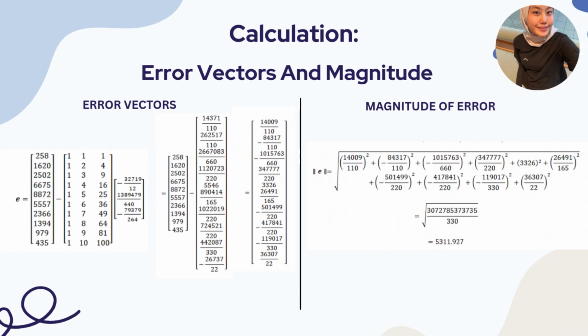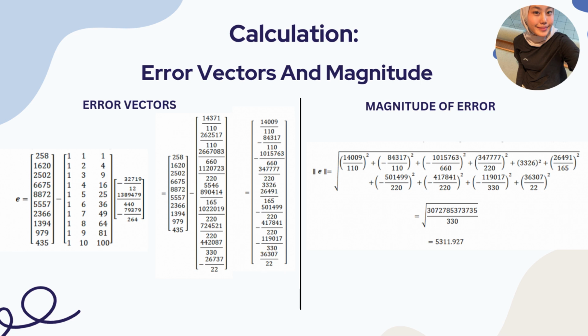Next, we are going to evaluate the quadratic equation by calculating the error vector using E equals B minus AX. In this formula, B represents the actual observed data, while AX represents the predicted values from the model. So the error vector shows the difference between the actual values and the predicted values for each data point. Next, we calculate the magnitude of the error vector, and the result is 5311.927, which represents the overall error of the model.